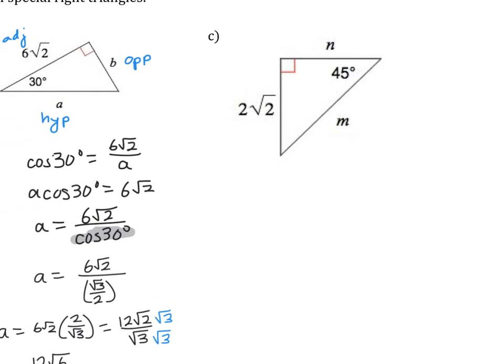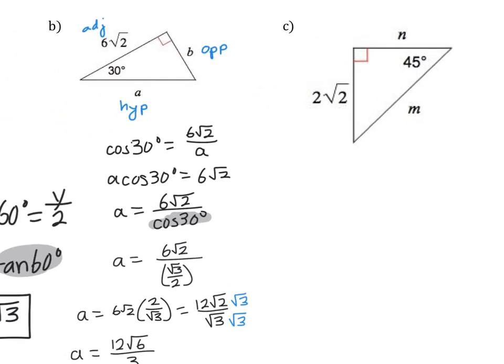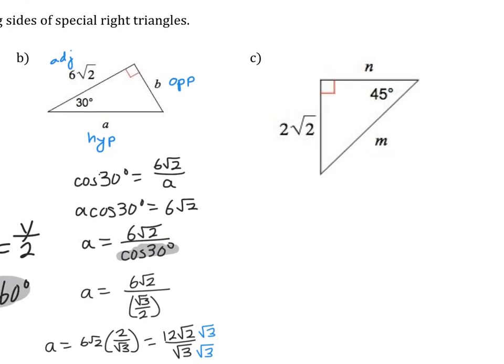Oh, sorry, we have to find B before we move on to the last example. So for B, again, we have this angle. What involves opposite and adjacent? That would be tangent. So the tangent of 30 degrees equals B over 6 root 2. So B equals 6 root 2 times the tangent of 30 degrees, which is a value we know from above in the chart we made.